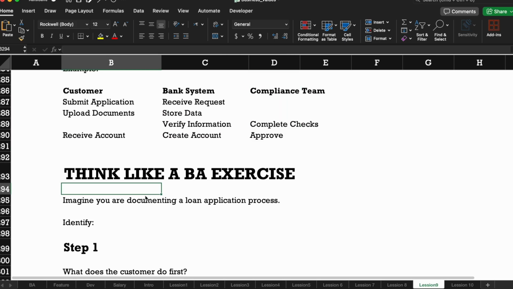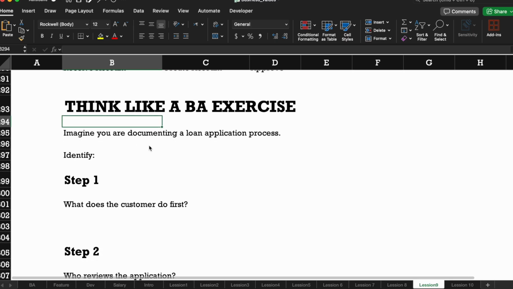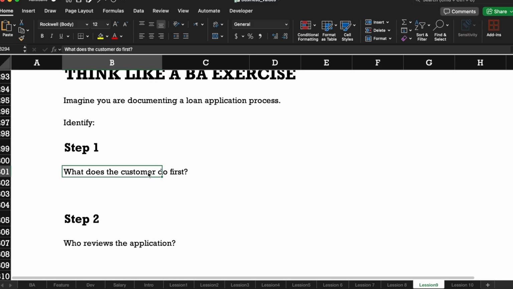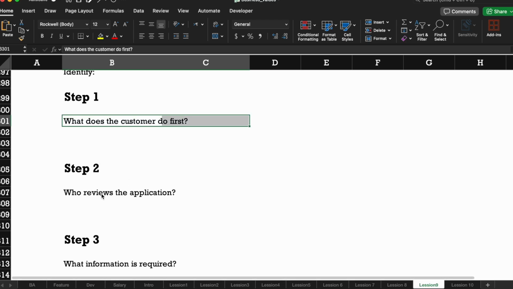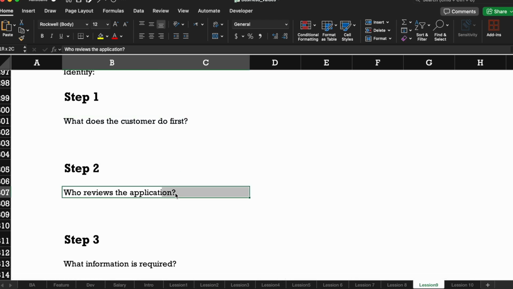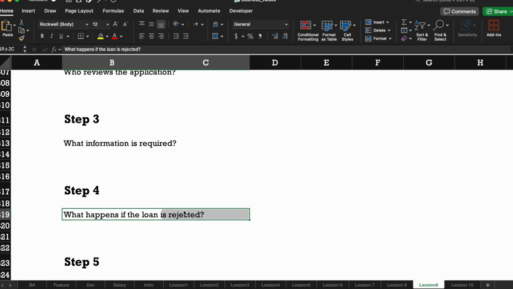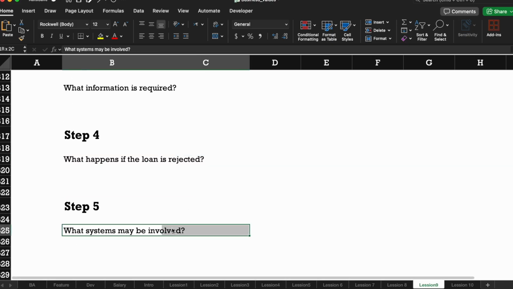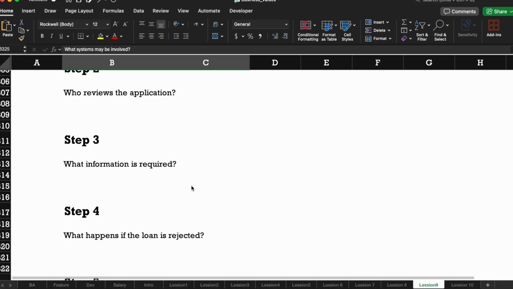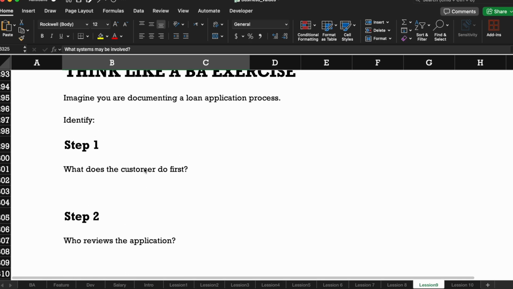Okay, think like a BA exercise. Imagine you are documenting a loan application process here. Step number 1, what does the customer do first? Okay, you have to fill up this one. Who reviews the application? Step number 3, what information is required? Step number 4, what happens if the loan is rejected? What systems are involved? So very important: if you don't know how the scenario is, you can go to a loan company or visit a website, an online loan application website, and you can find out this information and fill out this one.